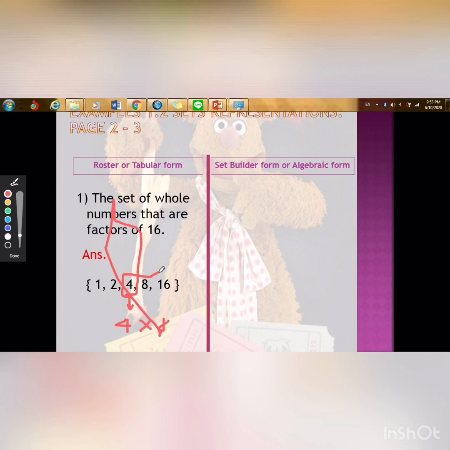Oh my god, I'm sorry about that. This is so funny. Sorry. So that will be 4. Okay, 4 times 4. Sorry about that. My pen is not really working well.